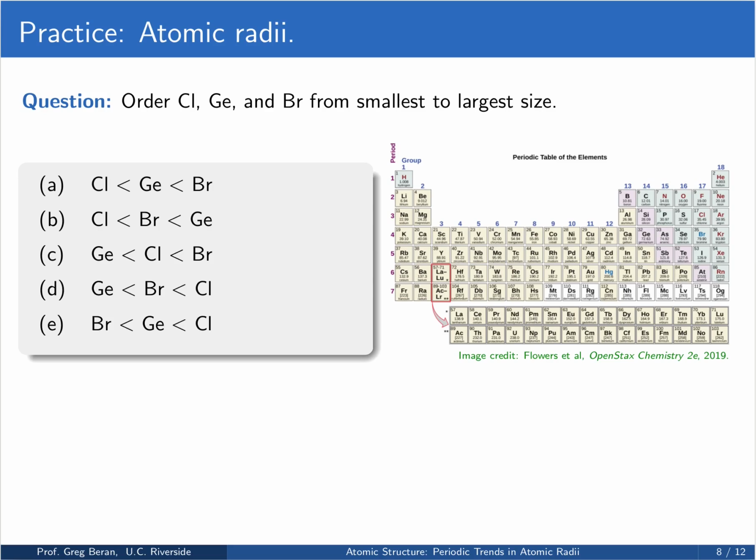Order chlorine, germanium, and bromine from smallest to largest atomic size. Pause the video, attempt the solution, hit resume when ready.